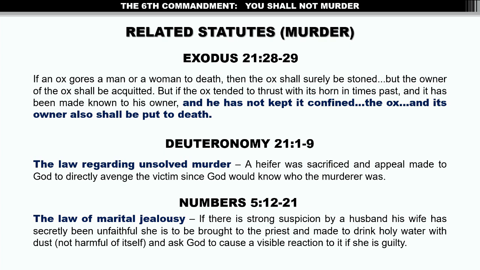Now, God also gave a statute in Numbers 5 to help deter instances of second-degree murder that were crimes of passion. Now, if there is strong suspicion by a husband that his wife has been secretly unfaithful, she is to be brought to the priest and made to drink holy water with dust, which is not harmful by itself, and to ask God to cause a visible reaction to it if she is guilty. Now, this ritual was another act of faith to trust God to give a clear answer of guilt or innocence.